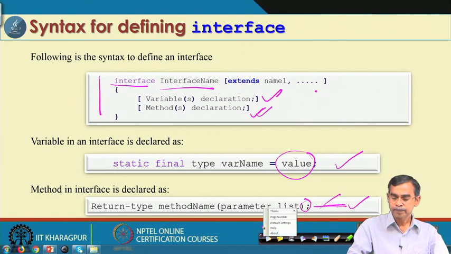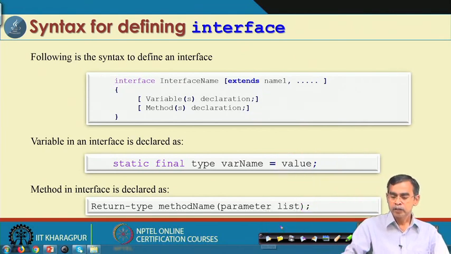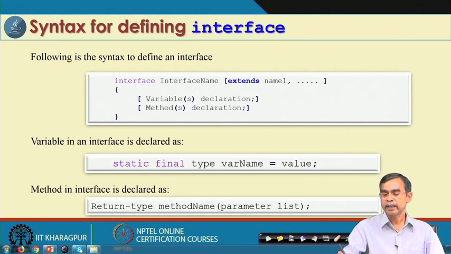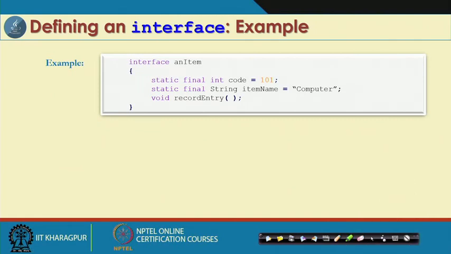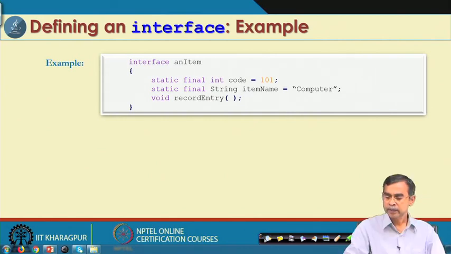Okay, so this is the idea about how we can create our interface in a program, the syntax that we have discussed, and an example. Here an item is an interface declaration. It has this variable, which is declared static final, and another variable, also static final, and this is the one method that we have discussed. This is one example to understand how to create an interface.